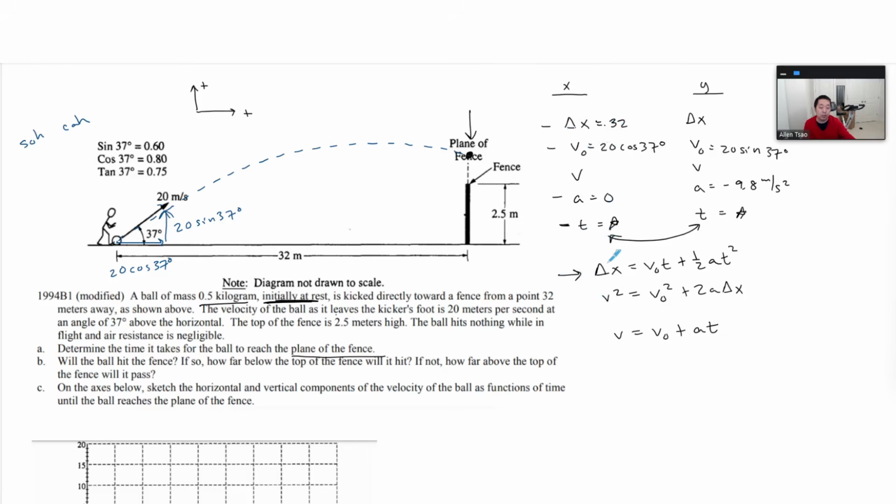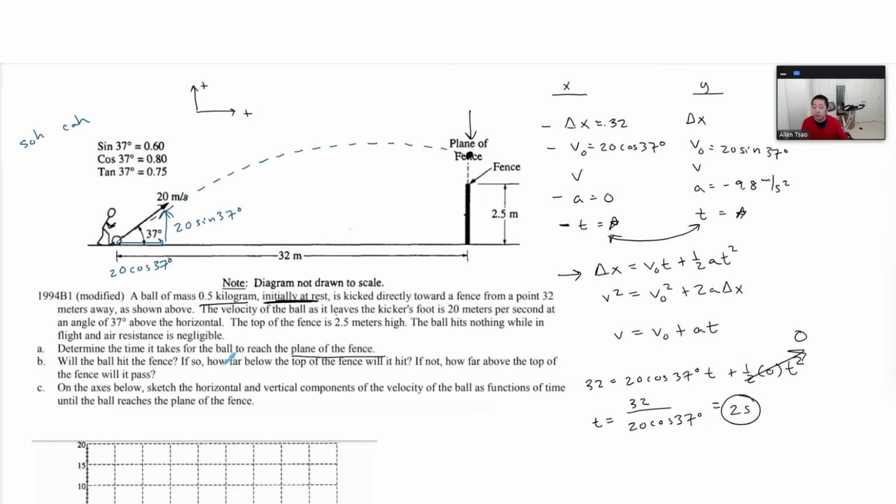And now I just plug in the numbers here. So for delta x, I'm going to put 32. It's 20 cosine 37 degrees times t. And then a is 0, so it's plus 1/2 times 0 times t squared. Anything times 0 is just 0. And you can solve for t by dividing: 32 over 20 cosine 37 degrees. Okay, and that's going to be some number, which I'll just get with my calculator real quick. I got about 2 seconds. Okay, that's the setup for projectile motion.